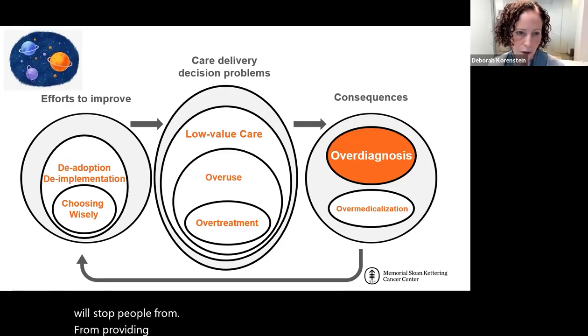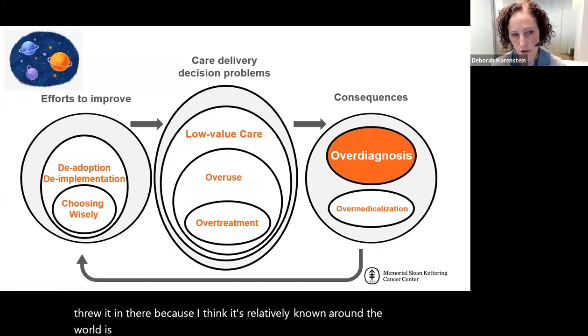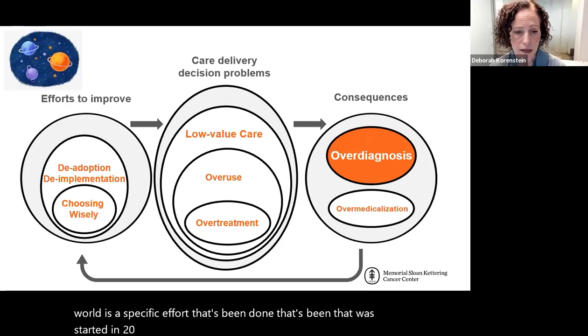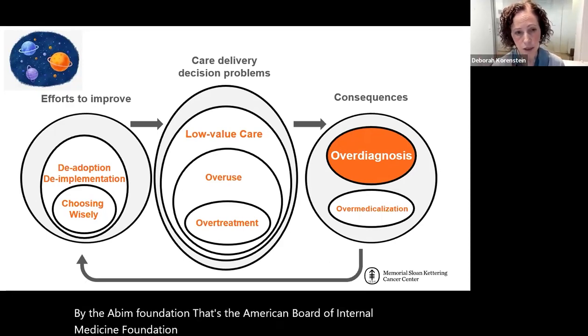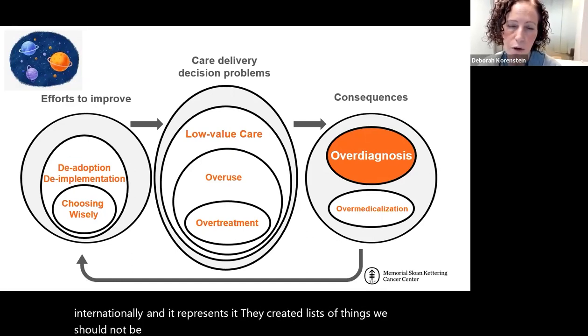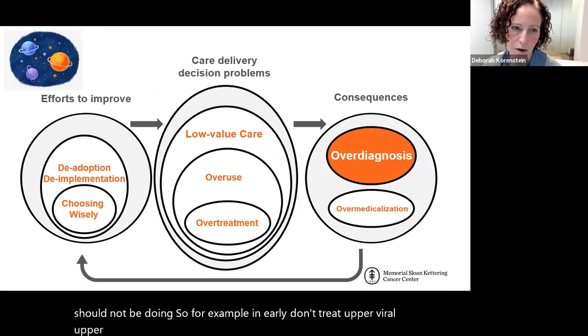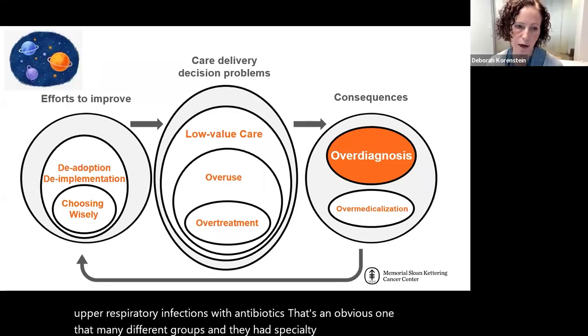Choosing Wisely, which some of you may have heard of, I just threw it in there because I think it's relatively well known around the world. It is a specific effort that started in 2012 by the ABIM Foundation, that's the American Board of Internal Medicine's foundation arm, but it now has spread really internationally. They created lists of things we should not be doing. So for example, don't treat viral upper respiratory infections with antibiotics. That's an obvious one that many different groups, and specialty organizations made these recommendations.